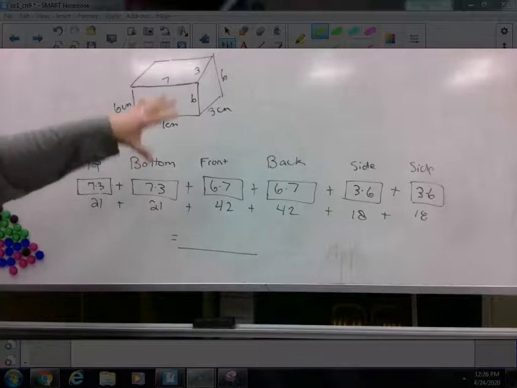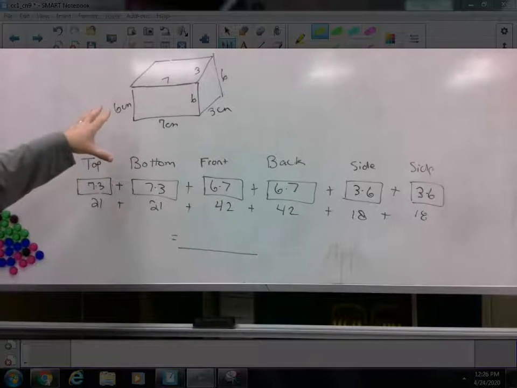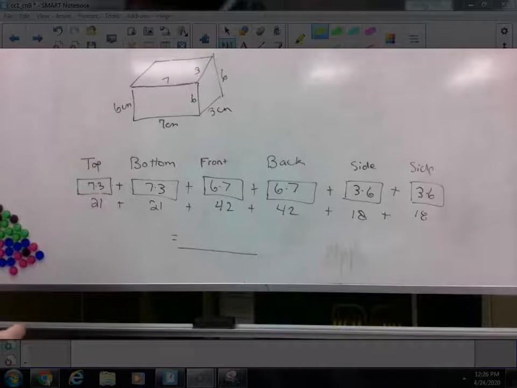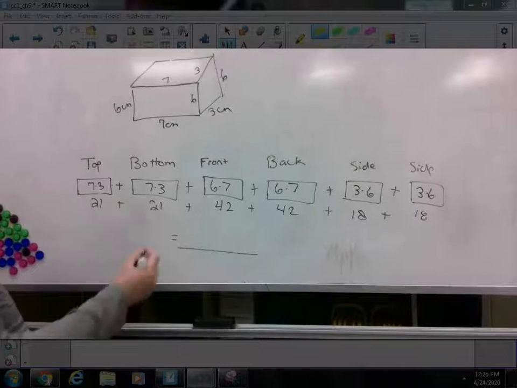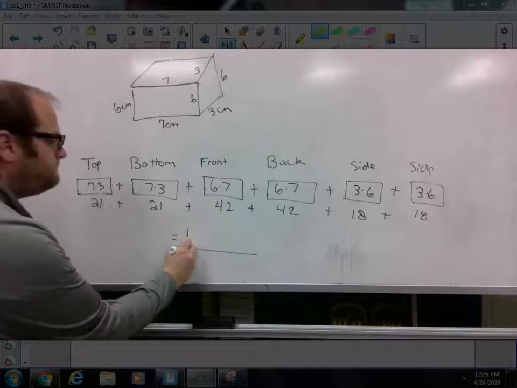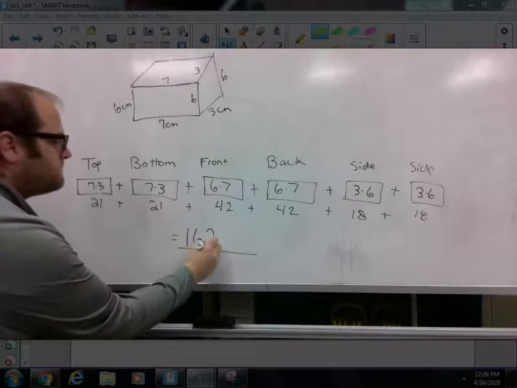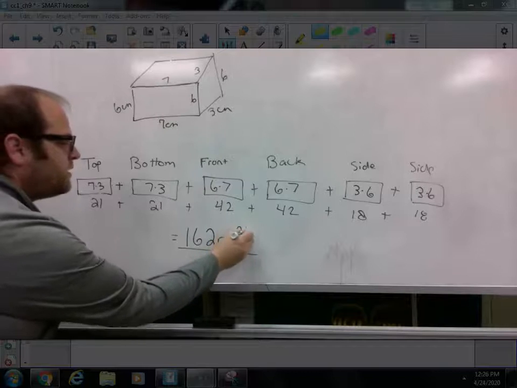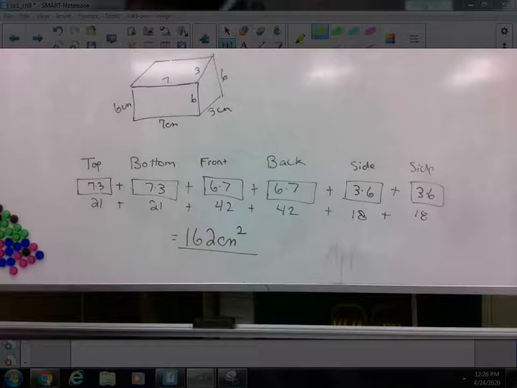So if we want the area of all this, we're going to add them together. And if we add those all up, we get a total combined surface area of all of our surfaces of 162 centimeters squared. Our units are still centimeters squared because we're still talking about area. We're just talking about multiple areas combined together. So the question asked, if you were covering this with wrapping paper, how much would you need? You would need 162 centimeters squared of wrapping paper to cover all 6 sides of this present.